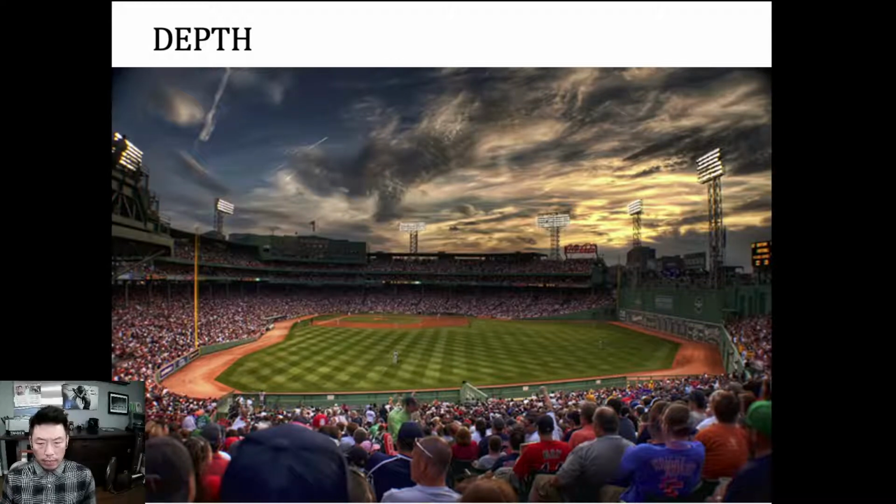Here's a picture of Fenway. Although it does end, you can see the other side of the stadium, but you get the sense of place here. It's kind of immense. It isn't like a small location like the interior of a car. This is like a stadium. So this does account for depth: foreground, middle ground, and some background off into the distance.